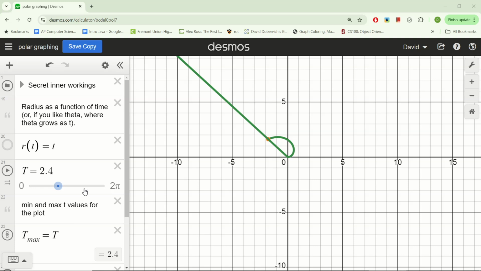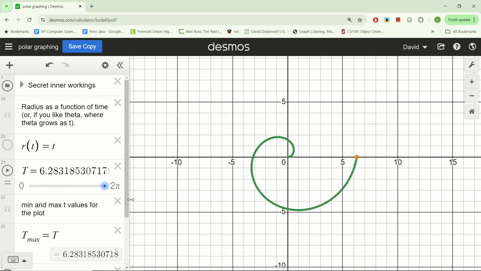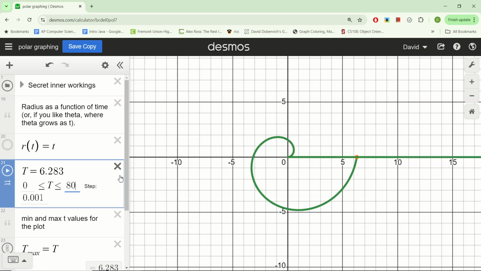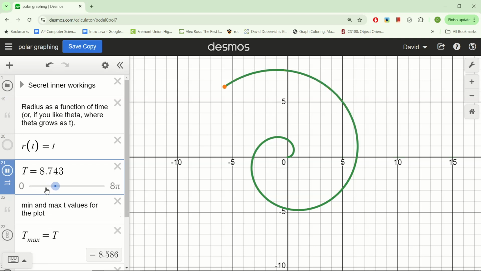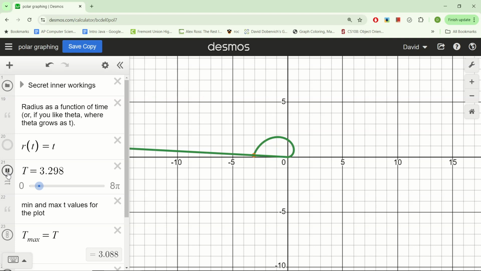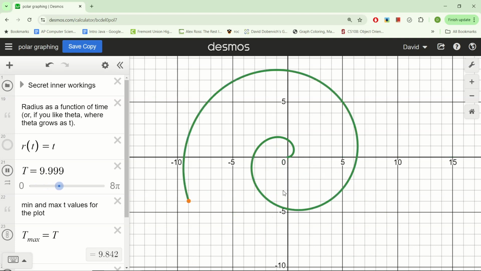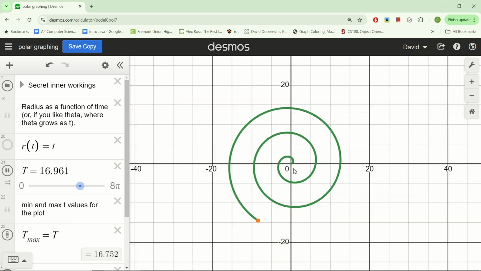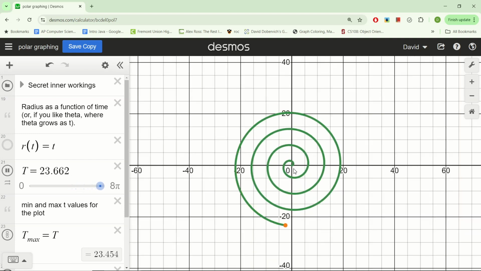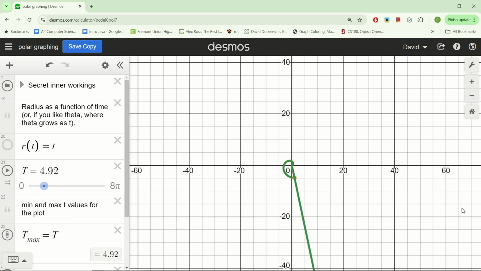In class, a lot of people wanted to know, hey, what happens when we go past 2 pi? Well, let's go all the way to 8 pi and see. So back here at 0, there's 2 pi, there's 4 pi, there's 6 pi, there's 8 pi. So you do just keep going around and around.